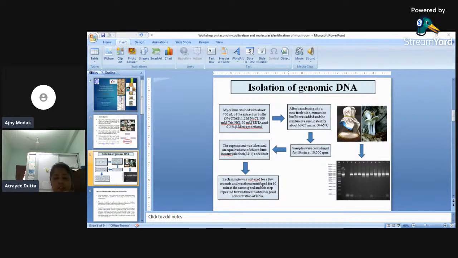So now the next question is how we design the primer, because for the amplification we need some primers, right? So how do we design these primers? In this case we have to depend on the morphological data. First, based on the basic morphological data, we search for the available nucleotides present in GenBank.